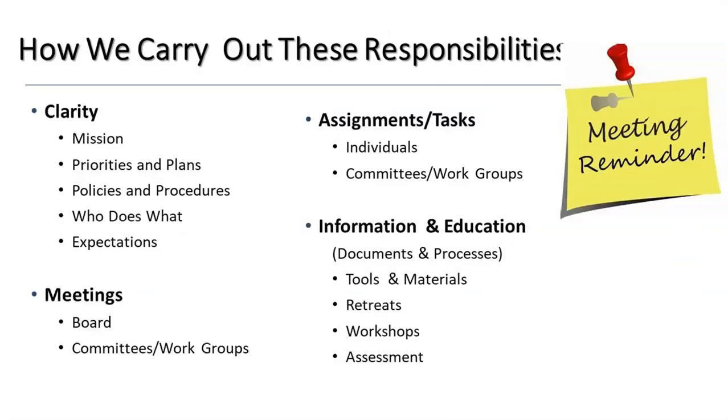Well, we need clarity. We need clarity of our mission, of course, and our priorities and plans, but we need clarity of our role, policies that guide us, and expectations of one another and of the executive director. We need to have meetings, and we need an annual schedule of meetings, of both committees and board meetings. We need to step up and take on assignments, volunteer for assignments, not wait for assignments to be given to us, but step up for tasks. And we handle them through individuals and work groups.